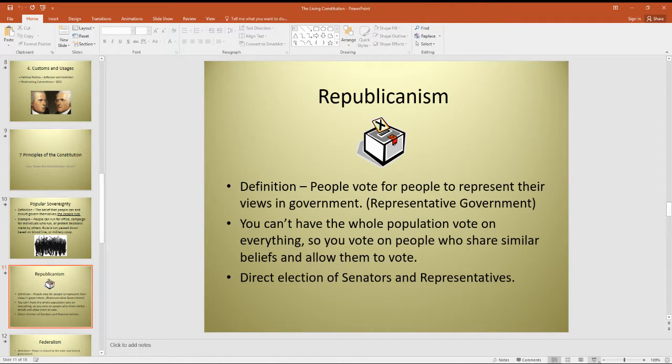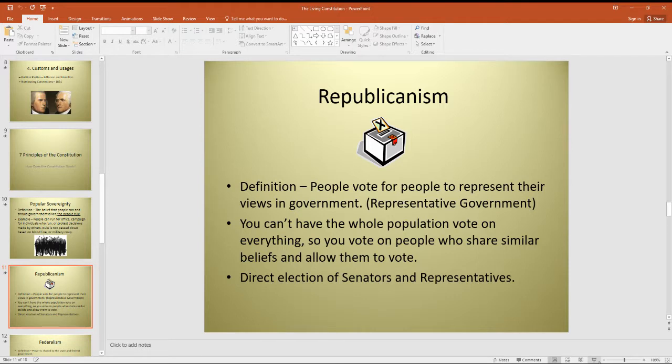Number 2 is republicanism. This should be a small r, republicanism. This is not like the political party. A republic is an indirect democracy. The definition for republicanism is that people vote for other people to represent their views in government. You can't really have the whole population vote on an issue. If you do this, you'll constantly be voting all the time, and you'll be in chaos. You'll have mob rule. That's what true democracy is, mob rule.